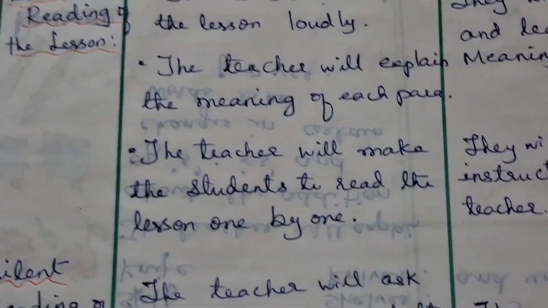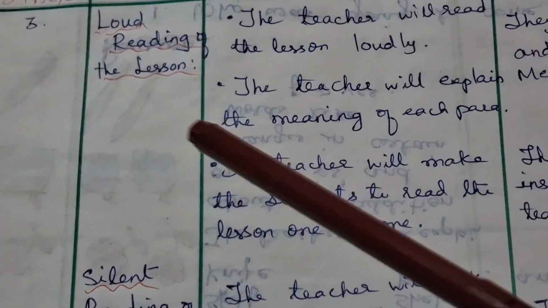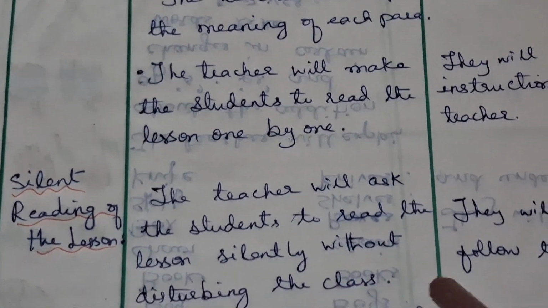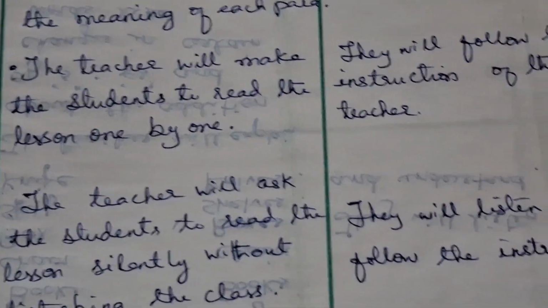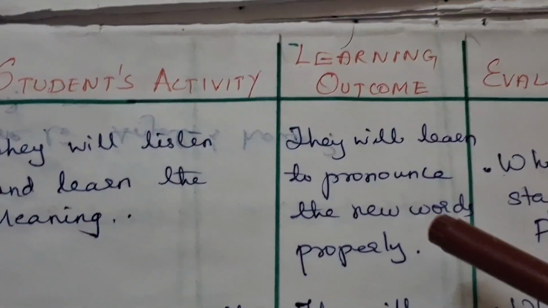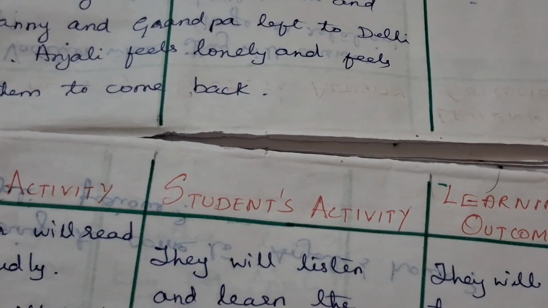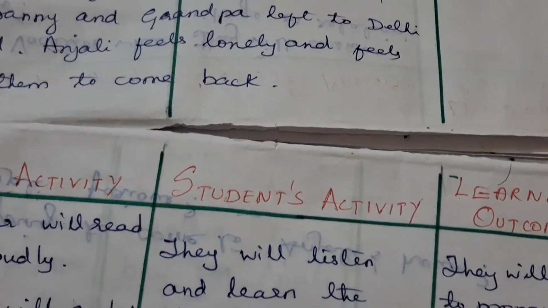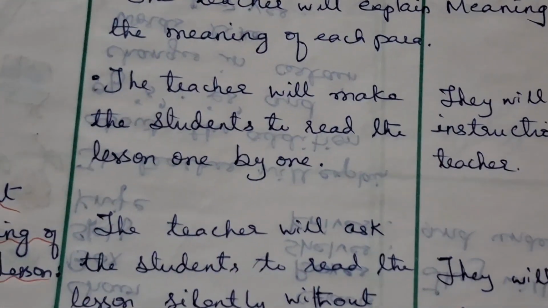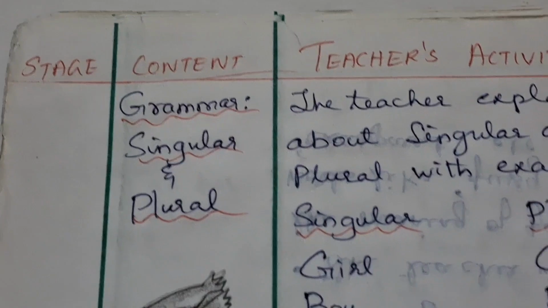After these 3 steps, silent reading should be given. Loud reading is over, now silent reading. Students should maintain silence and read by themselves without noise. During the lesson when they are reading and explaining, the teacher can put some questions like, who was staying in Pune, and who came to stay with Anjali, connected to the lesson. They can put the questions there. That is the silent reading part.